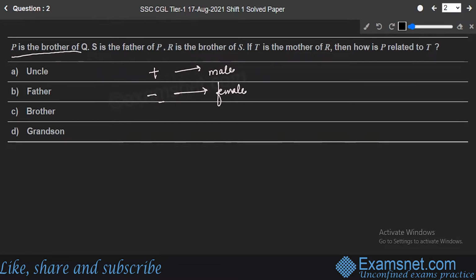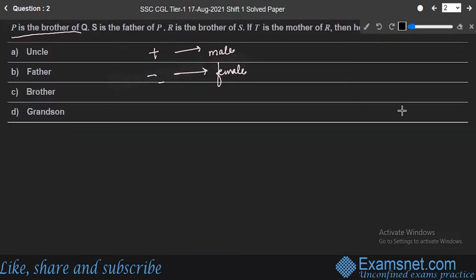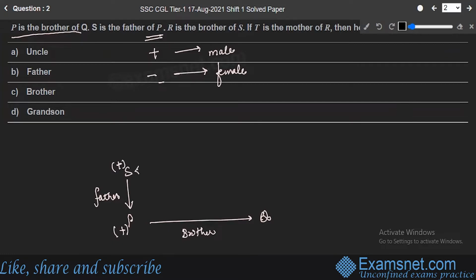So I'll write P over here. So P is brother of Q. That means P is a male. All right. I don't know whether Q is a female or a male. We are not given any information about it. S is father of P. So here is S and he is father of P. That means S is also a male. R is brother of S. So here is R and he is brother of S.